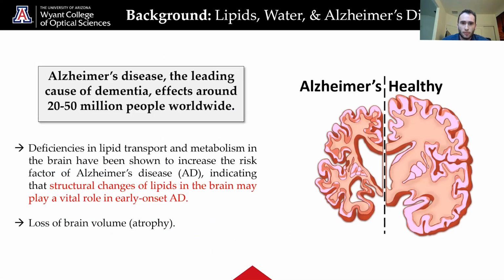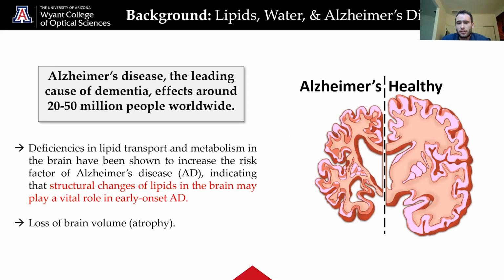So getting into this more, let's talk about a little bit of background on Alzheimer's disease, lipids and water. So Alzheimer's disease, I'm sure everybody has some familiarity, whether that's through personal anecdote or just in general. Alzheimer's disease is the leading cause of dementia in the world, and it's estimated to affect around 20 to 50 million people worldwide. It is known that deficiencies in the transport of lipid and plaques in the brain and their metabolism increase the risk factor of Alzheimer's disease.